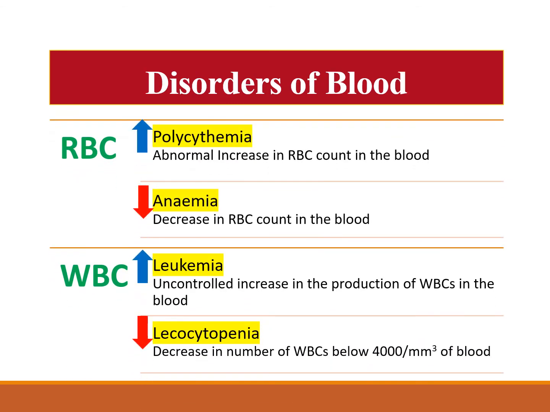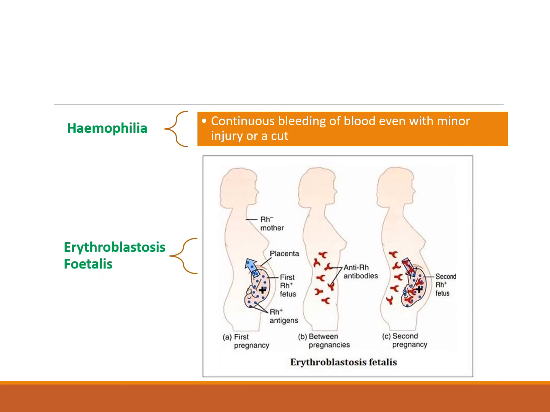Let us now study the disorders of blood. Polycythemia. Abnormal increase in the RBC count in the blood is called polycythemia. Decrease in the RBC count in the blood is called anemia. Now regarding the WBC, uncontrolled increase in the production of WBC in the blood is called leukemia, whereas decrease in the number of WBCs below 4000 per millimeter cube of blood is called leukocytopenia. Continuous bleeding of blood, even with a minor injury or a cut, is called hemophilia.